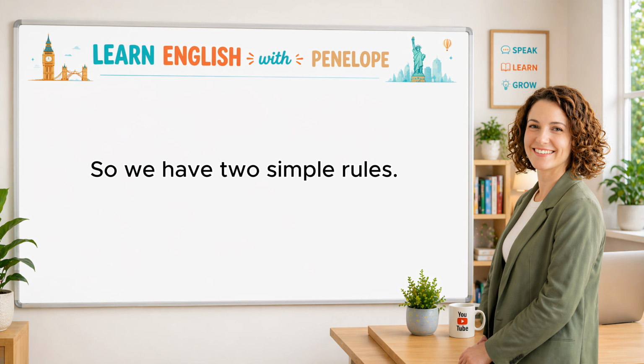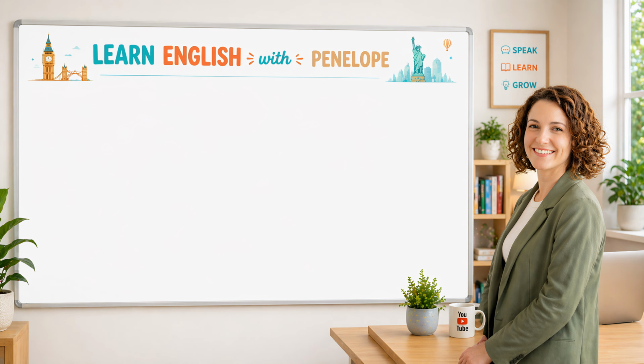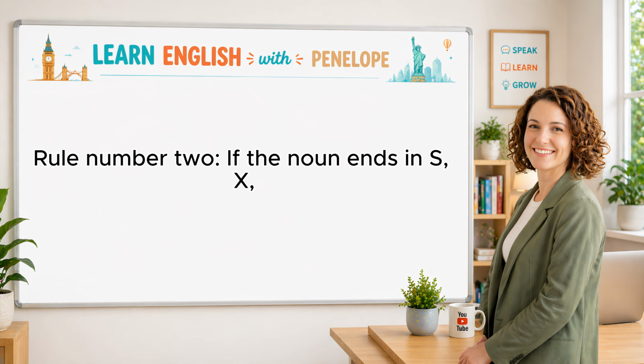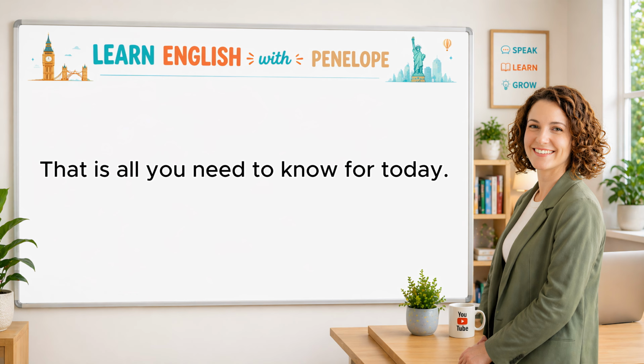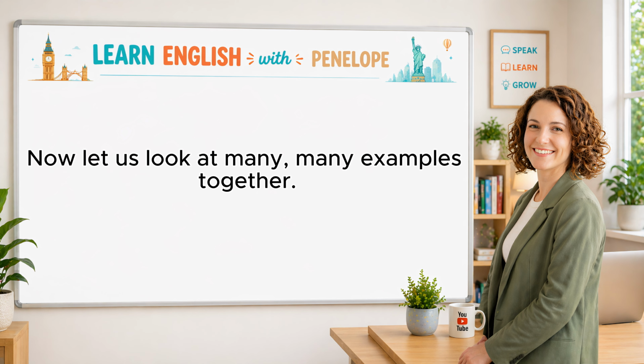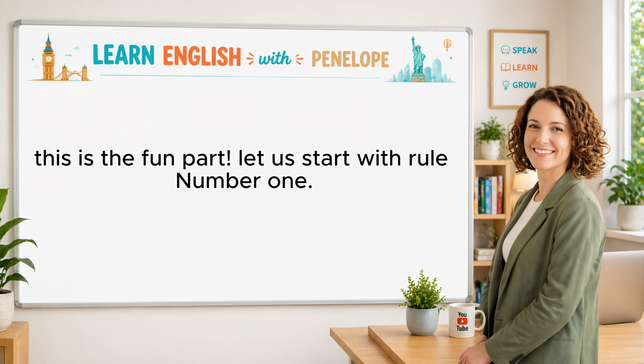Wonderful. So we have 2 simple rules. Rule number 1, most nouns, just add S. Rule number 2, if the noun ends in S, X, Z, CH, or SH, add ES. That is all you need to know for today. Now let us look at many examples together. I want you to see these rules in action. This is the fun part.